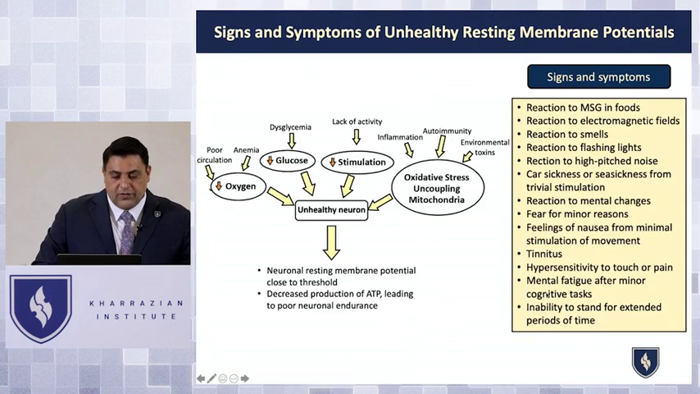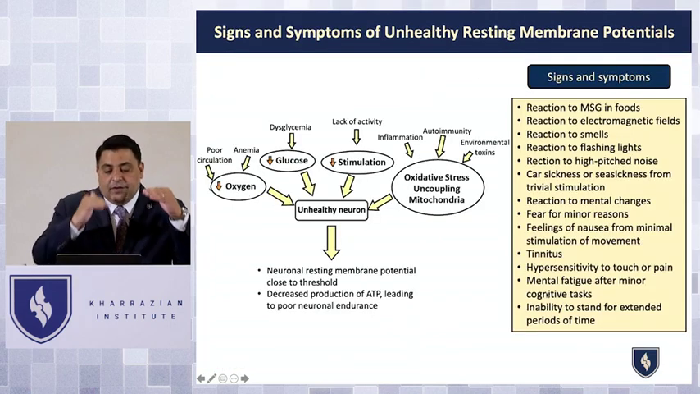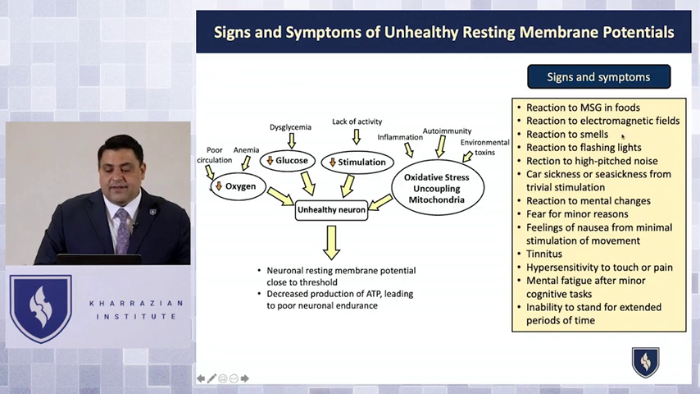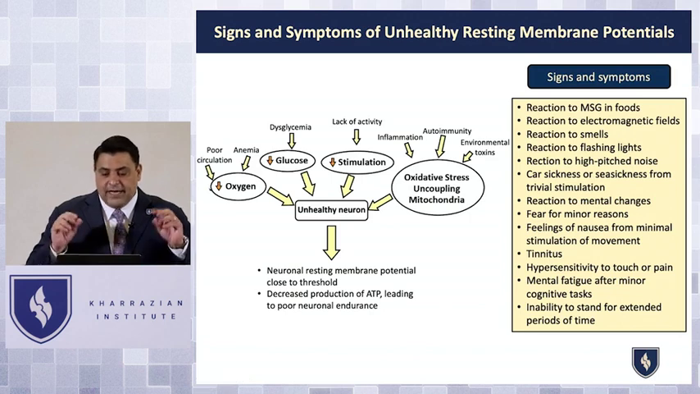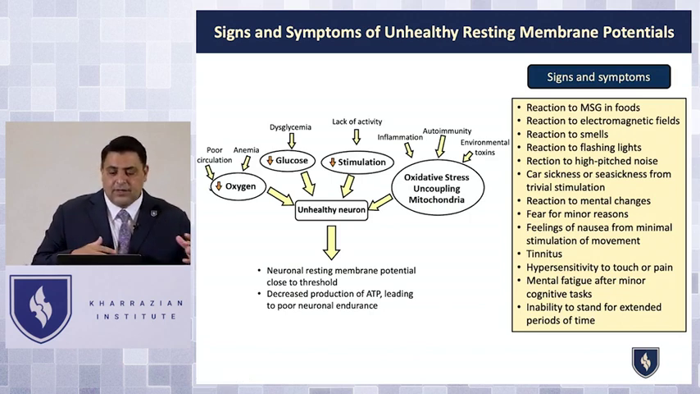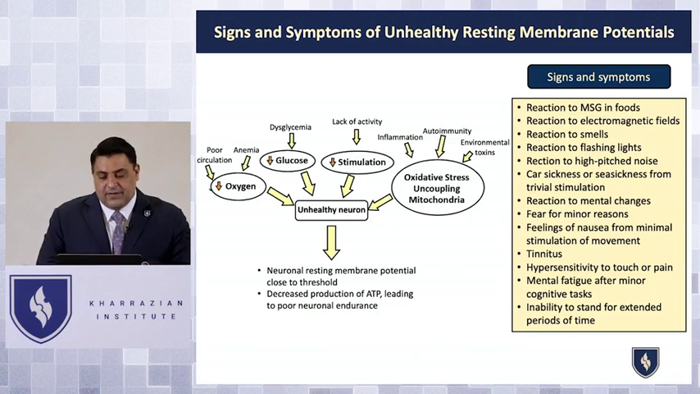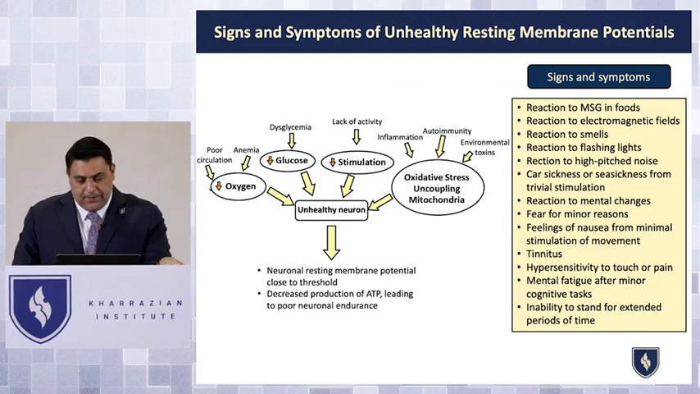So one of the things you may want to look at in your history as well are these signs of having neurons very close to threshold. So being very sensitive to MSG or electromagnetic fields, or being really sensitive to perfumes and smells or flashing lights or movement, or getting car sick really easy, or fear for minimal reasons, or just any trivial input that causes exaggerated symptoms are clues to you that their neurons are close to threshold.